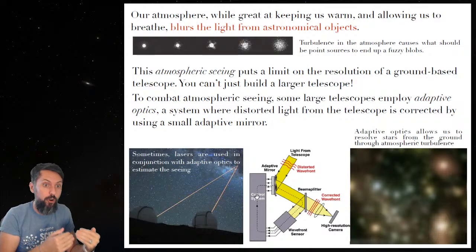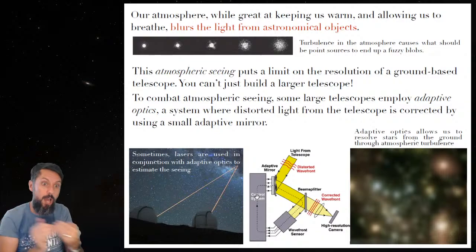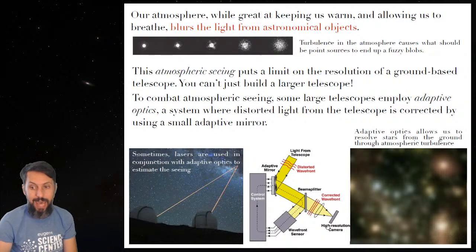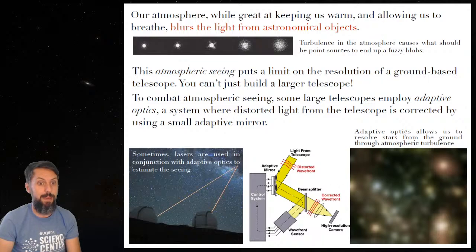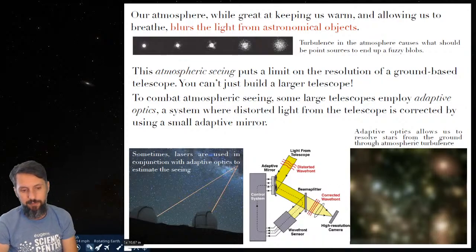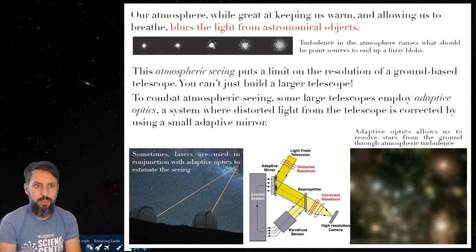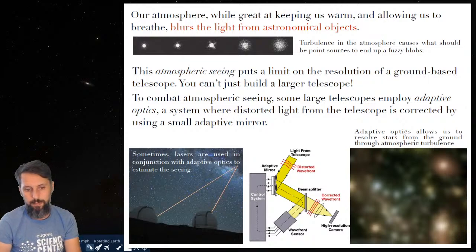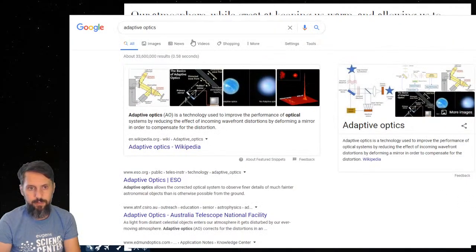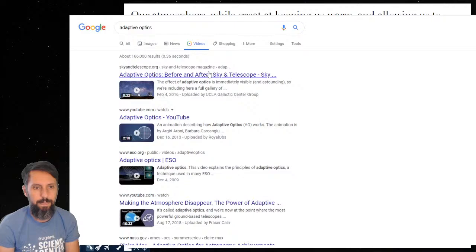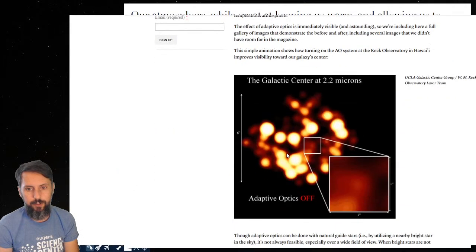Can I reverse what the atmosphere has done to blur the light, unblur the light with a mirror? When it does that, it takes light that is very blurry and makes it much sharper. The problem is that this is a PDF, so let's find the video, because you've got to find the really good video: the adaptive optics before and after.